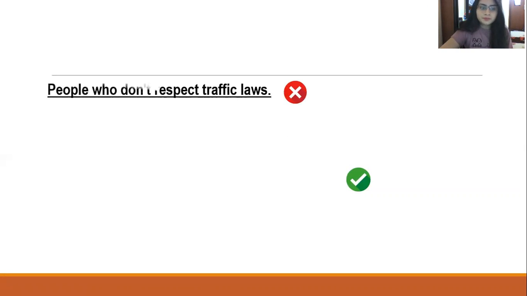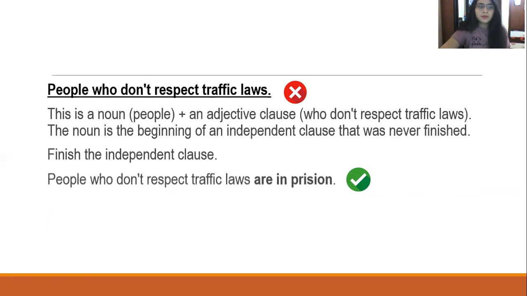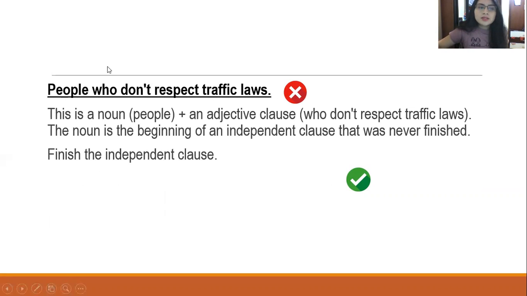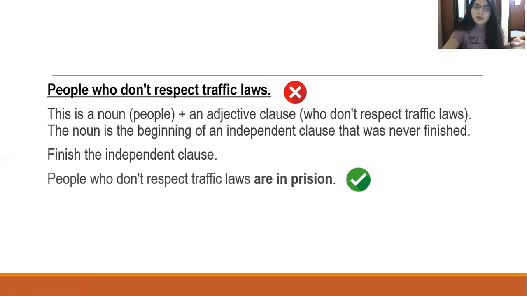Another example, "people who don't respect traffic laws." Well, this is a noun, people, plus an adjective clause, who don't respect traffic laws. The noun is the beginning of an independent clause that was never finished. And so, the correct form is, "People who don't respect traffic laws are in prison because..." that makes sense of the sentence.